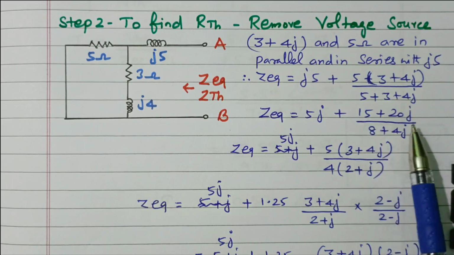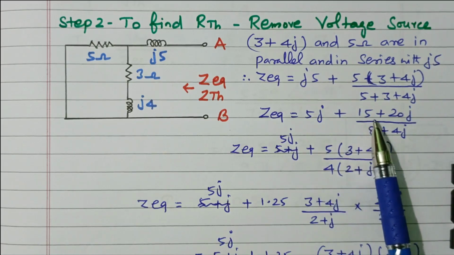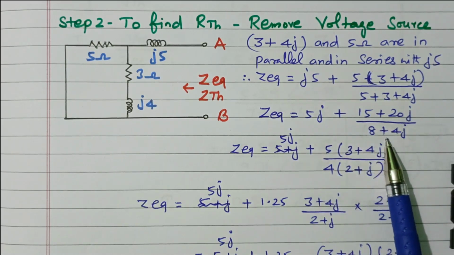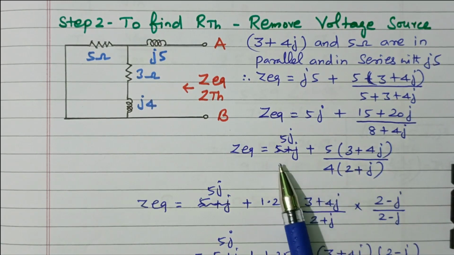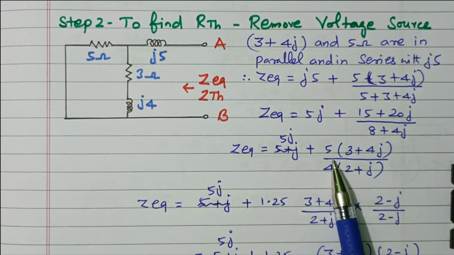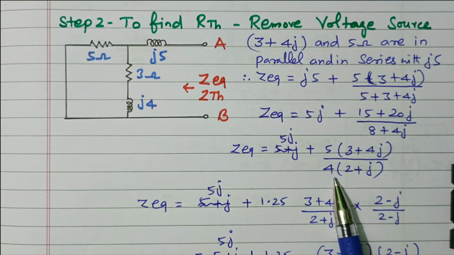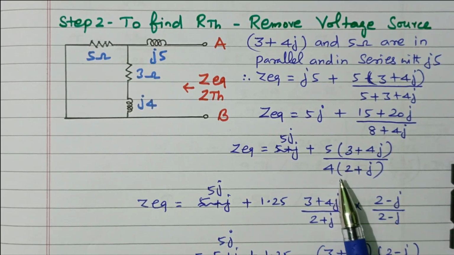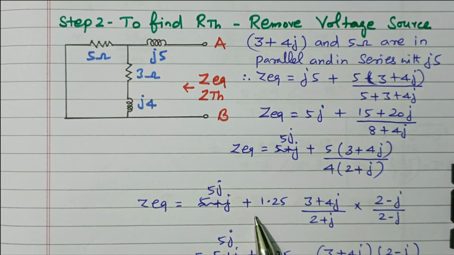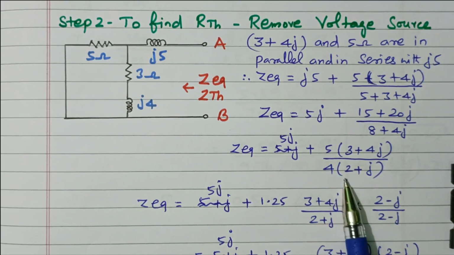Now it is multiplied. 5J plus 15 plus 20J divided by 8 plus 4J. So that is equal to 5J plus, again this 4 is taken outside, here 5 also taken outside, in order to simplify. So finally it is 5J plus this 5 by 4 is 1.25. It is split into 3 plus 4J over 2 plus J.